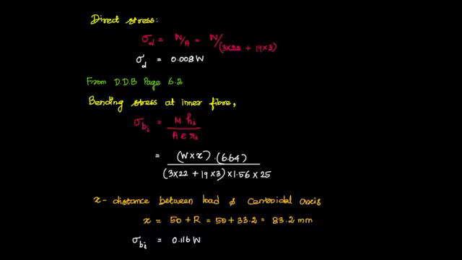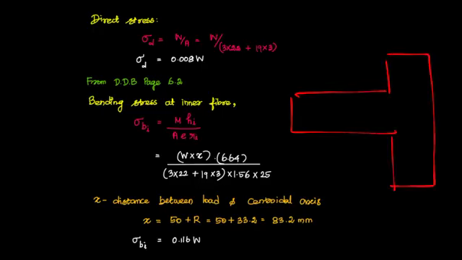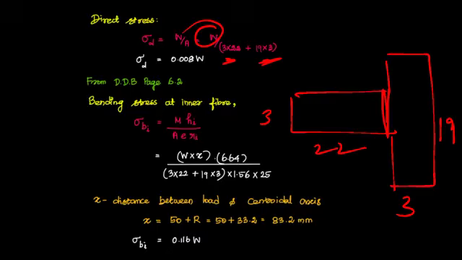I'll draw here. This is the T shape. And we can see the T shape is kind of two rectangles: 3 into 22 and 3 into 19. By adding the areas of the two rectangles, we can get the area of the T shape. So area is 3 into 22 plus 3 into 19. So area is calculated and the load is unknown, W. Let me keep it as W. So sigma d is equal to 0.008 W. So the load is in terms of W. That is the sigma d, the direct stress value.